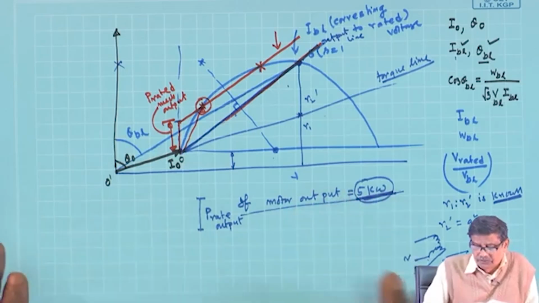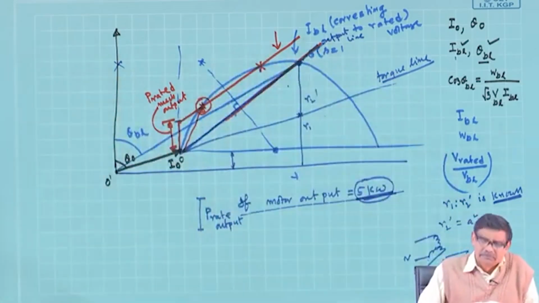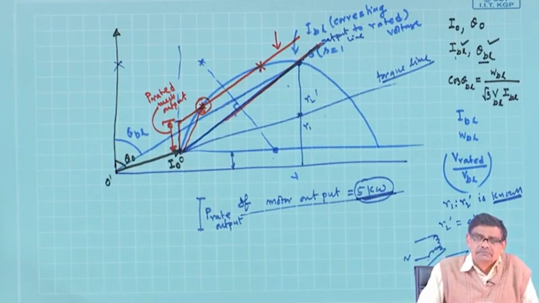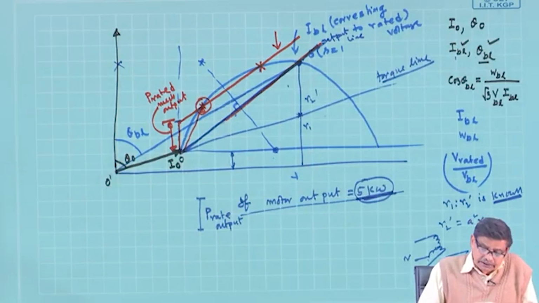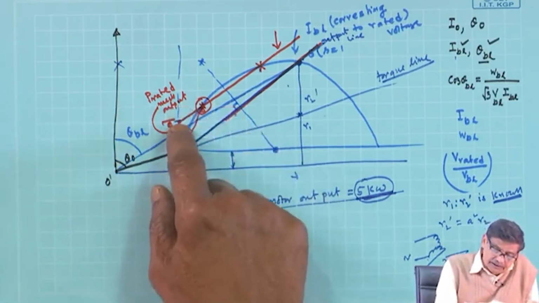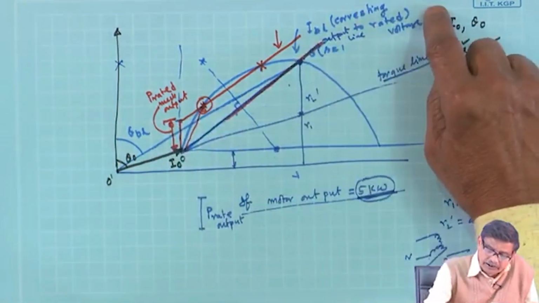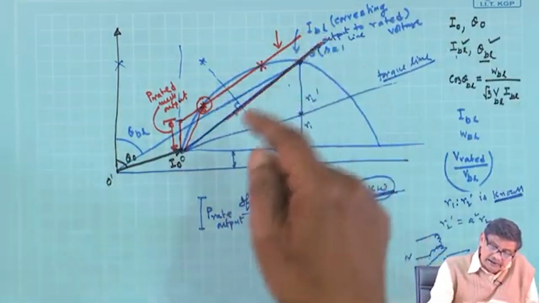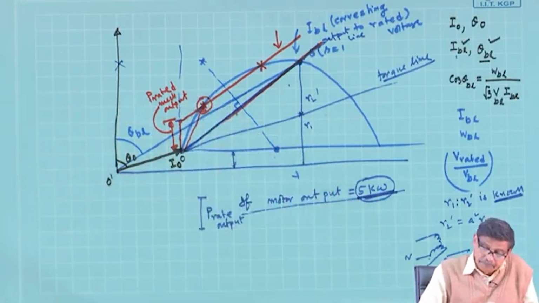I do not want to further make this diagram very bad by drawing so many lines, but you have got the idea. This is what you have to do. Cut out this rated mechanical part, draw a line parallel to the output line, and then this will be the operating point, the stable operating point.